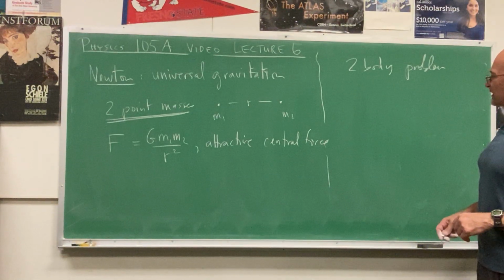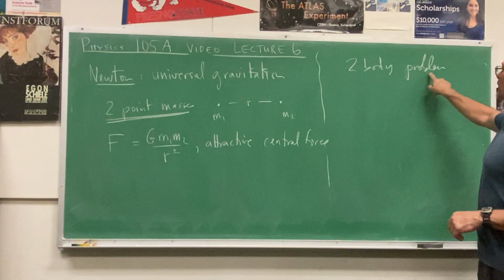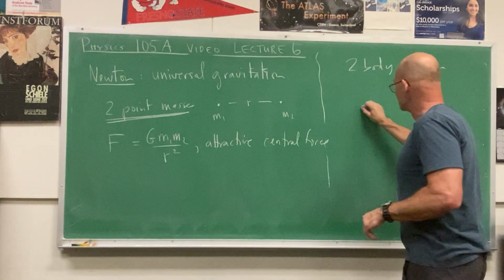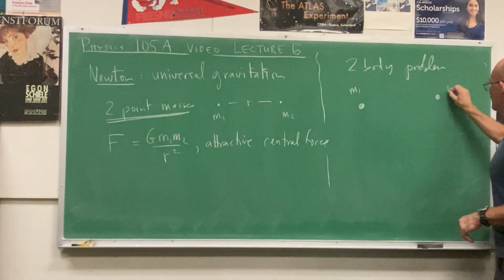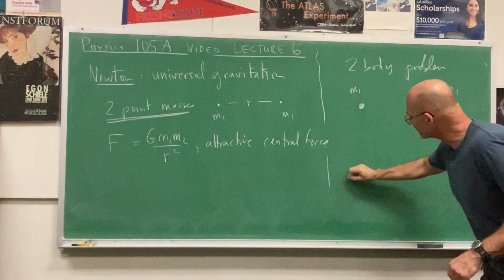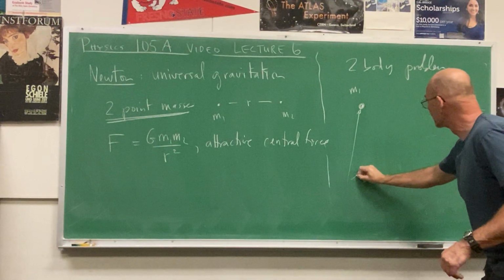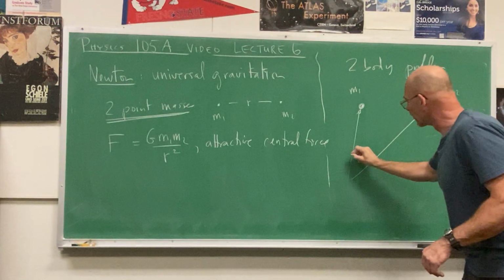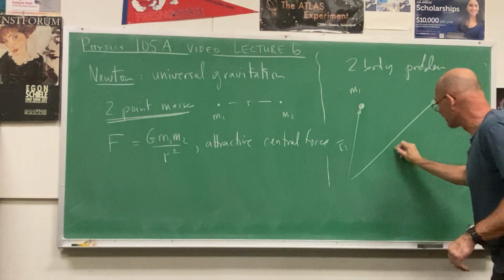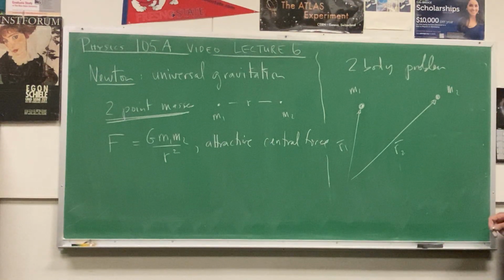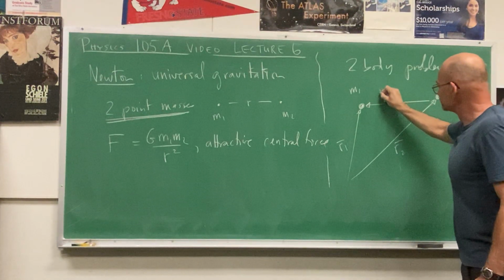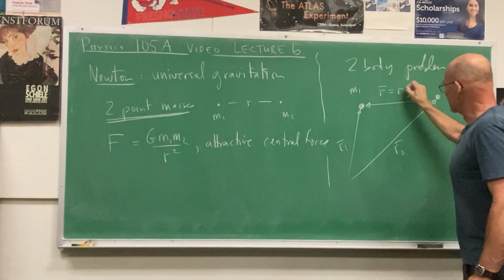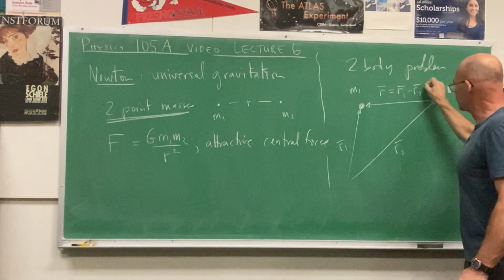So the 2-body problem, I'm just going to set it up. I don't think I'm going to run this out too much longer. So the 2-body problem looks like this. You've got M1 and you've got M2. And they have their respective positions, R1 and R2, those 2 position vectors. So what we're going to do is define a vector R as the difference of these 2 vectors.